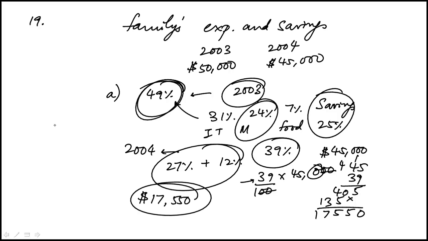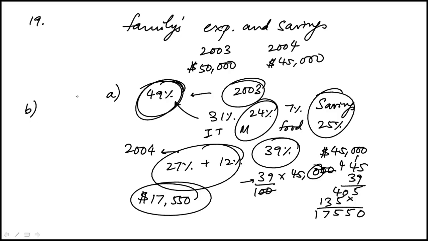17,550. Now for B, we're asked that of the 7 categories listed, which category of expenditure had the greatest percent increase? So we have to go over all the categories. Now, savings, there's actually a decrease. Automobile expenses is also decreased, so those two are out. And income taxes is also a decrease. So we only have to consider mortgage, insurance, property taxes, which is an increase a little bit.